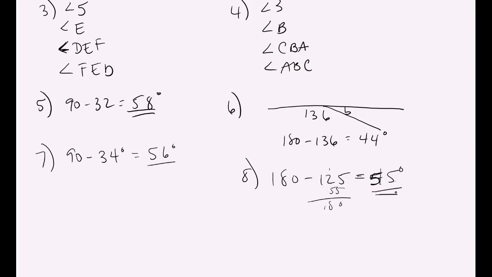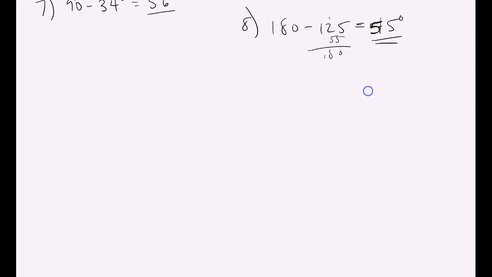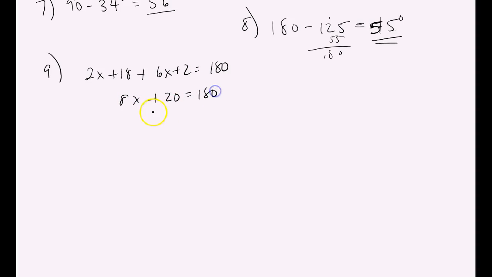All right. Next page. Hopefully you saw the next page. This is where it gets fun. Okay, number 9, those are on a straight line. So you should be looking at those two and adding them together and letting them equal 180. So this is 8x plus 20 equals 180. So 8x is 160. So x is 20. And the directions were just to find x.